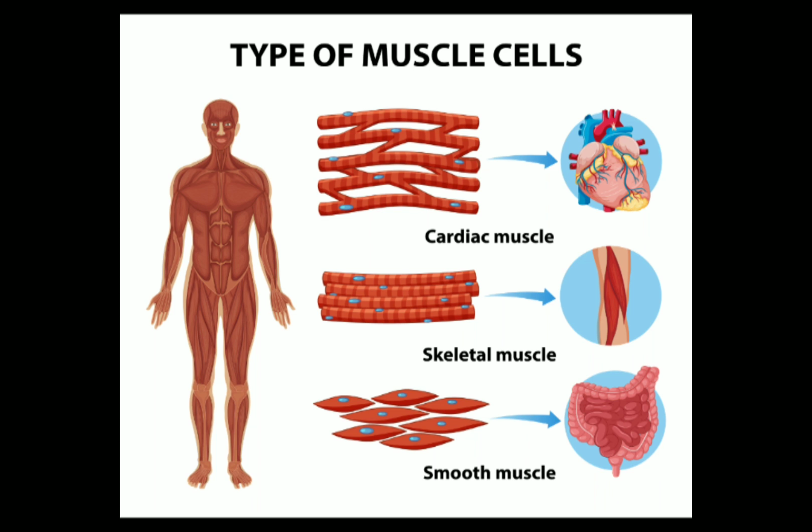Cardiac muscle is found in the heart of our body, and it is completely involuntary. That's why our heart works on its own. And smooth muscles are present in every other organ of our body. Other than the heart, smooth muscle makes up every other organ.